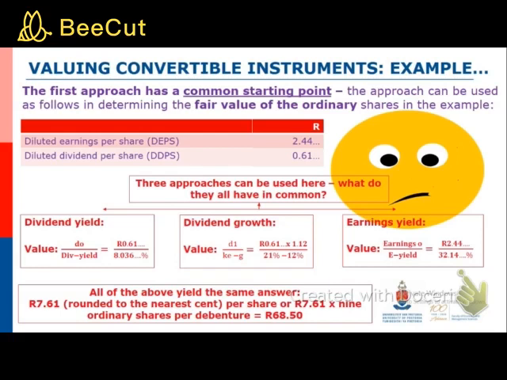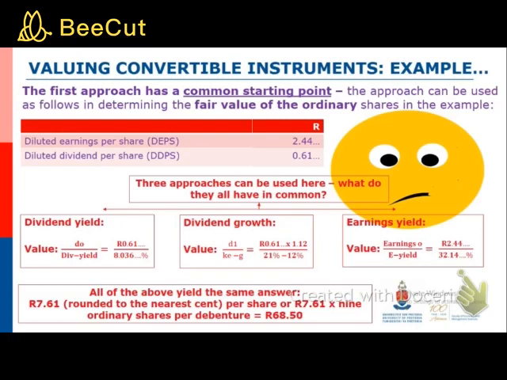Now, we calculated the dividend yield to be what rate? That 8.036%, rounded off to 3 decimals. That we applied to D0, and we said the diluted DPS now is 61 cents, rounded off to 2 decimals. So I apply that 8.036% dividend yield to that 61 cents dividend, and I also get a value of R7.61. I'm starting to get a warm feeling here.